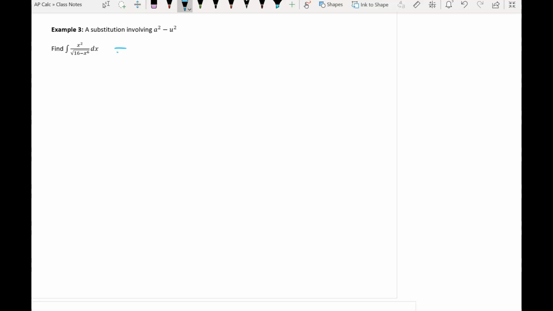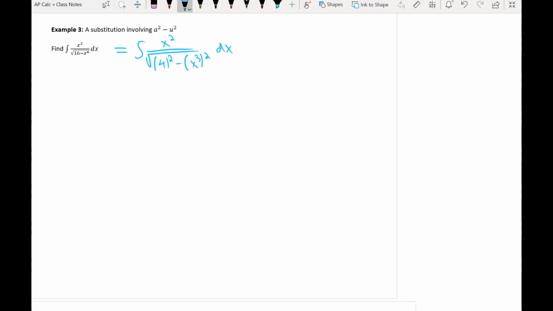So we can rewrite this as the integral of x squared over the square root of, well, I can rewrite 16 as 4 squared minus x to the 6th. How can I rewrite that so it's a quantity squared? Well, that's the same as x to the 3rd squared. And how the heck is that helpful? I still have dx here.